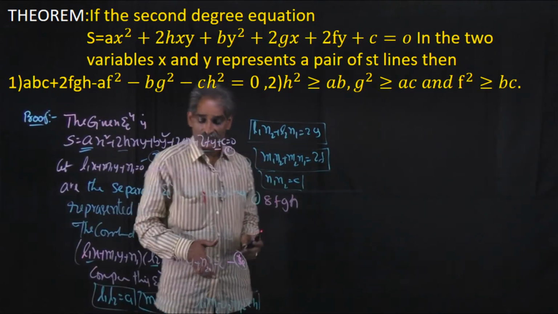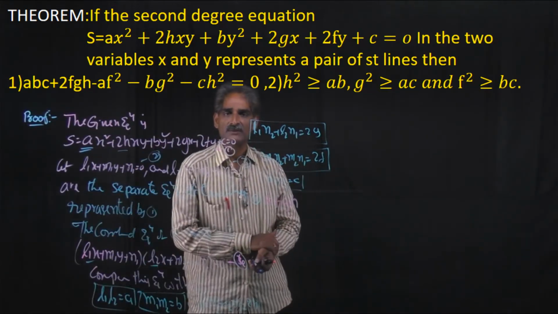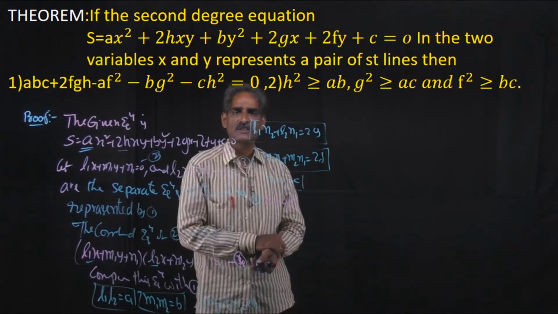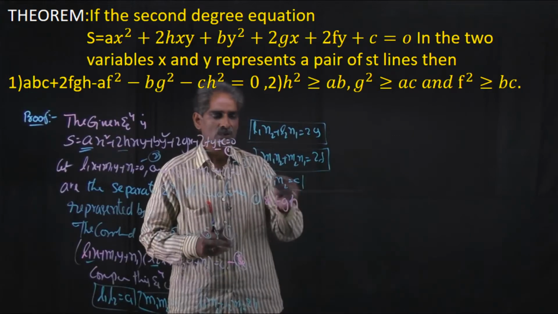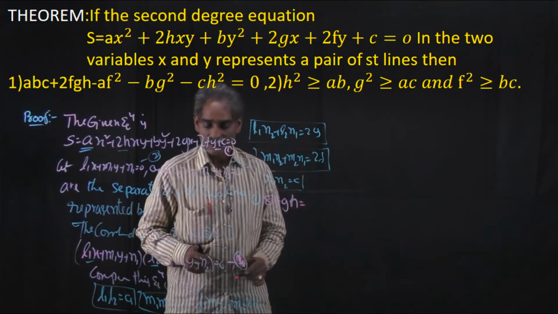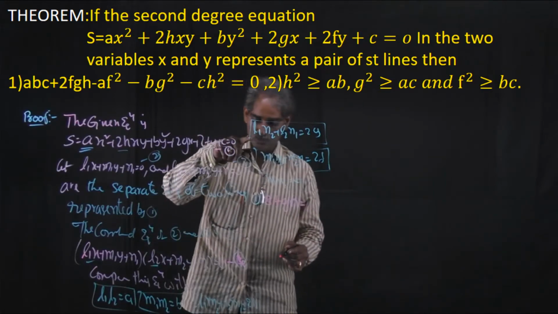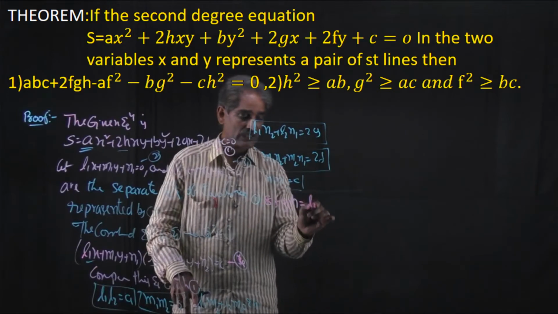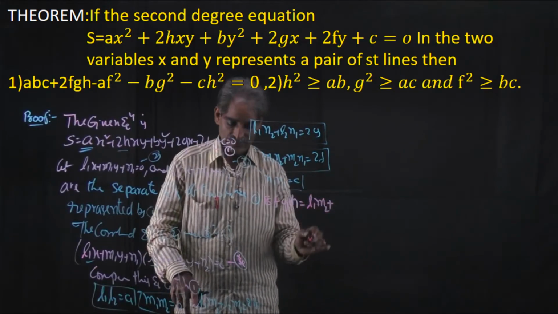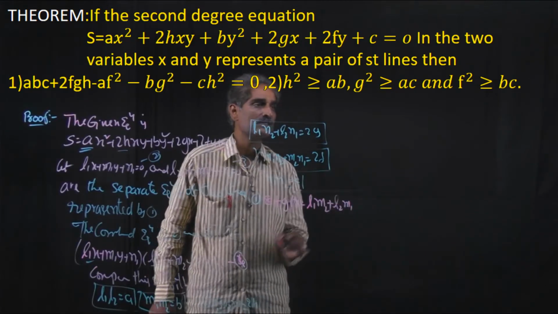Because 2F, 2G and 2H are already there, just consider 8FGH. 8FGH means 2F into 2G into 2H. Just write down all the values. 8FGH, 2F, 2G, 2H. So 2G, 2F, 2H. L1 M2 plus L2 M1. Understand?